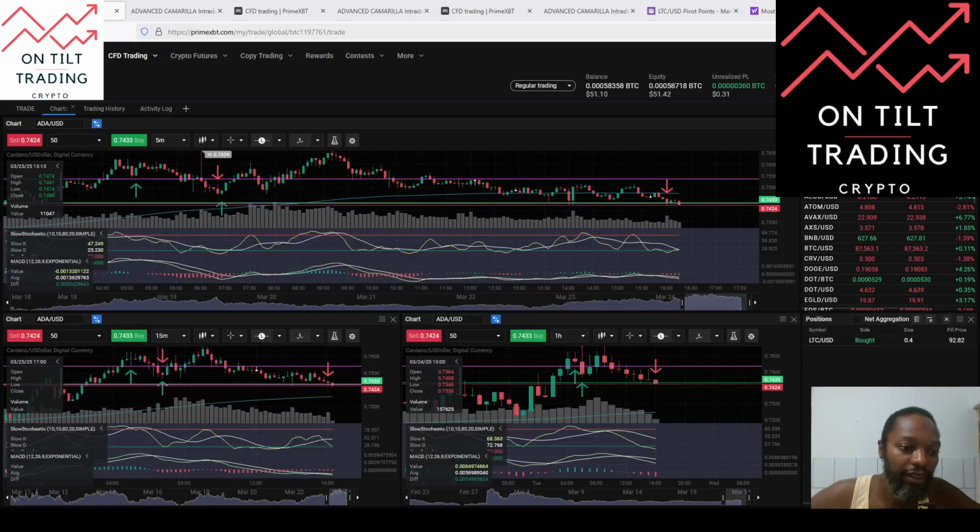Not my best. Then I take another entry here with a pullback, with the stop right below this level here, which coincides with this level here on the 60. So with this entry, I was able to get a better risk to reward. And we can see here, with this entry, we actually get some more buying.